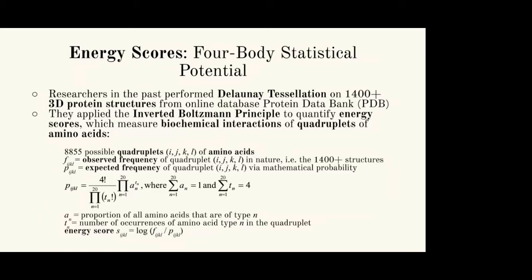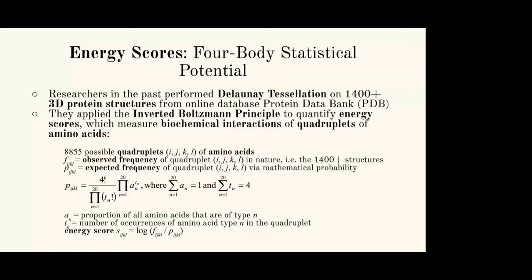So the way they created this was they essentially selected over 1,400 3D protein structures from the online protein data bank. And each of these structures was selected specifically to have certain features, so ultimately the 4-body statistical potential could be as informative and as accurate as possible. Once they selected all these 1,400 plus 3D protein structures, they applied a biophysical principle known as the inverted Boltzmann principle. What this did was provide the mathematical energy score for each of those quadruplets of amino acids inside of a mutant.